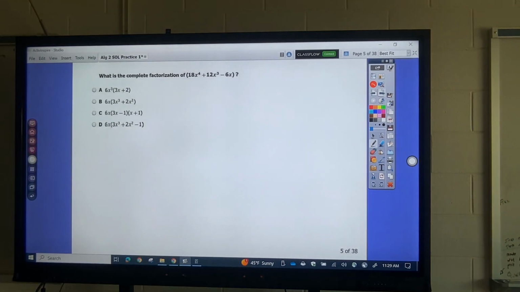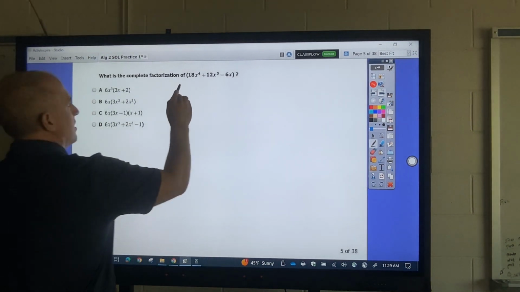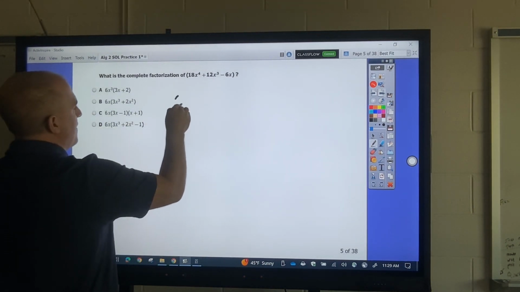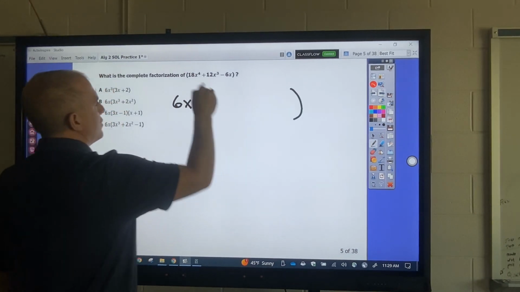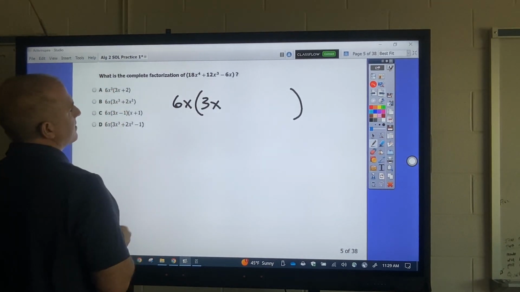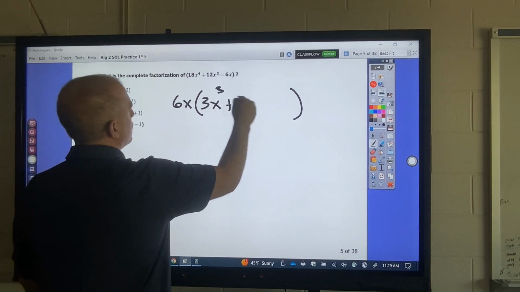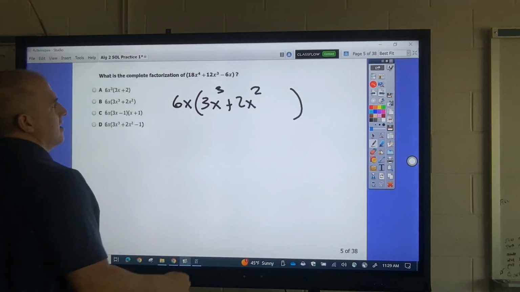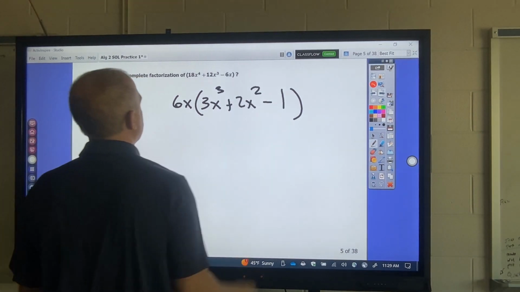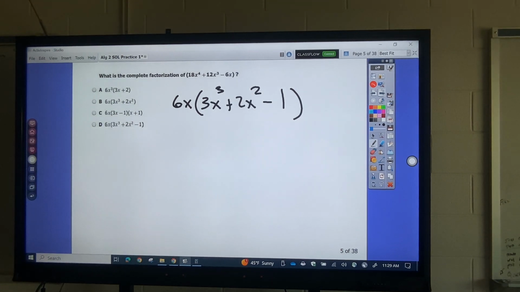Okay, what is the factorization of this? All right, you would look for a GCF, which would be 6x. If I took that out, that would be 3x cubed plus 2x squared, okay, minus 1. Okay, all right, which that would most likely be that, okay? All right, these other ones don't give us that possibility.